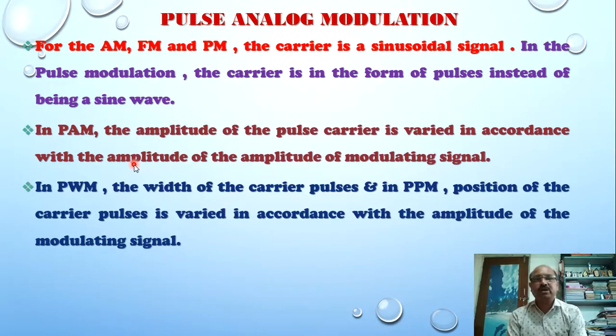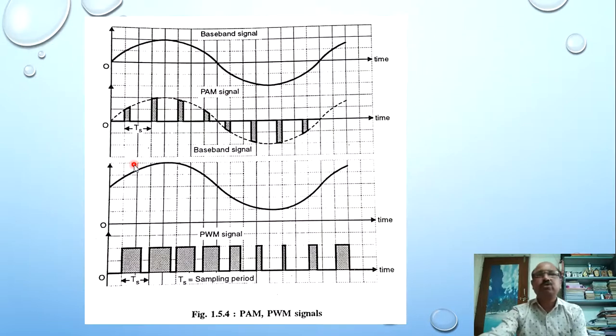In pulse width modulation, the width of the carrier pulse will be changed in accordance with the amplitude of modulating signal. So we call as a pulse width modulation. When this PPM, that is pulse position modulation, position of the carrier pulses is varied in accordance with the amplitude of modulating signal. So we call as a pulse position modulation. So we will see the diagram or waveform for the baseband signal. So this is the baseband signal and this is a pulse amplitude modulation. So we will getting two types of modulation. So we will see in the pulse analog modulation unit.